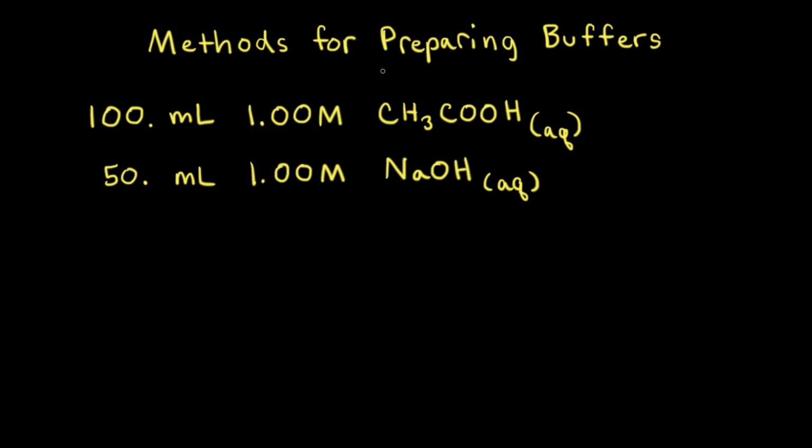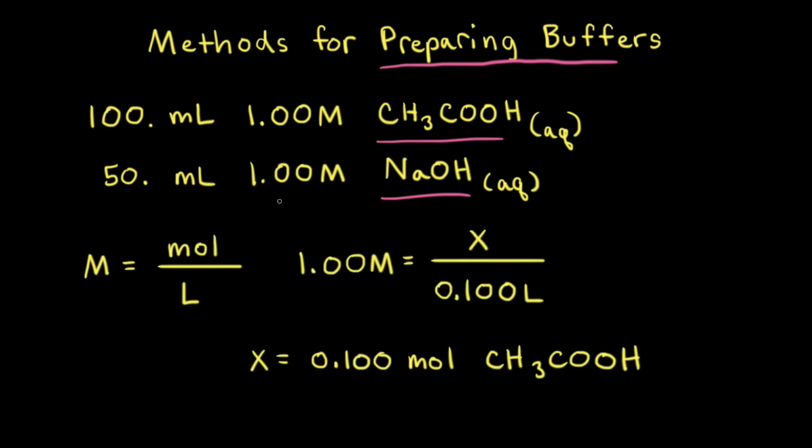Let's look at two different methods for preparing buffer solutions. In the first method, we're going to add an aqueous solution of a strong base, sodium hydroxide, to an aqueous solution of a weak acid, acetic acid. Our goal is to calculate the pH of the buffer solution that forms when we mix these two aqueous solutions together. Our first step is to figure out how many moles of acetic acid that we have.